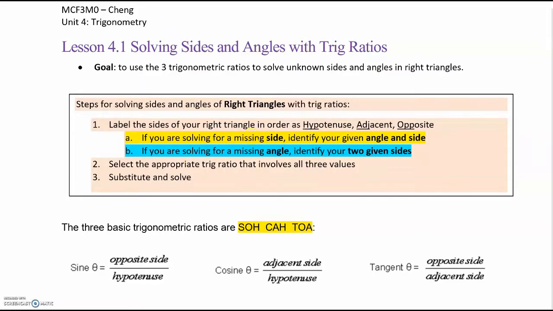Then, if you're solving for a missing side, you identify a given angle inside, that's the highlighted yellow, or if you're solving for an angle, you follow the highlighted blue, and you identify your two given sides. You select the appropriate trig ratio that involves all three of your values. That's the missing side or angle and the two other parts, right? And then you substitute and solve.